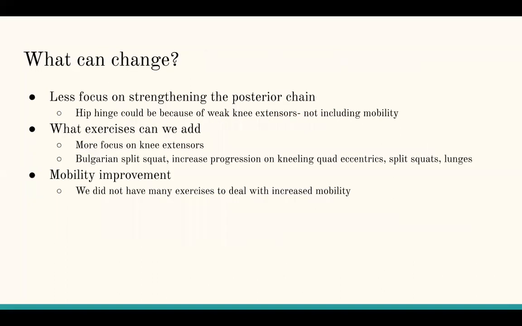And then, so what could change? Less focusing on strengthening the posterior chain with the hip hinge. It could be because of weak knee extensors, and exercises that we can add would focus more on the knee extensors, such as Bulgarian split squats and an increasing progression on kneeling quad eccentrics, split squats and lunges. And then for mobility improvement, we didn't have many exercises that deal with it, but if we were to do this again, we would incorporate more stretching and increase exercises with the Bosu ball to help with flexibility, stability, and mobility.